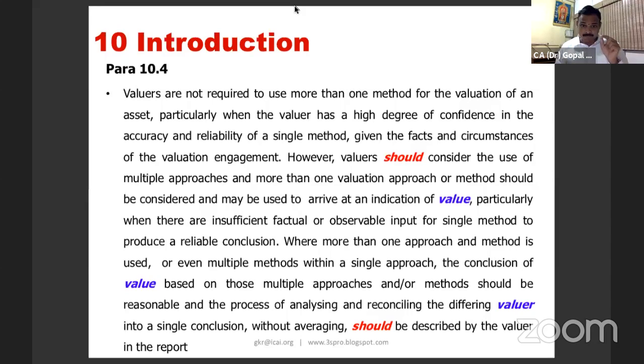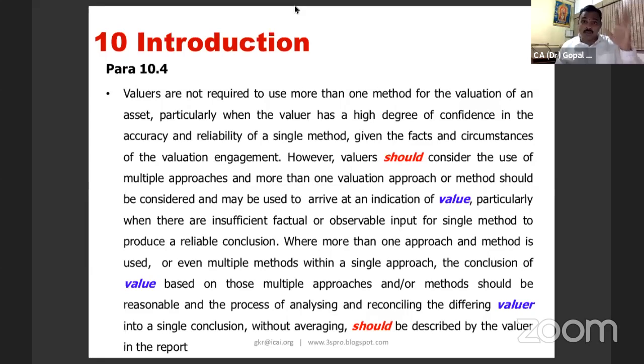And this para is very interesting. When more than one approach and method is used, or even multiple methods within a single approach, the conclusion of value... This para is very important, guys. Very, very, very important. So use binoculars to zoom in. We are already on Zoom only, but this para you zoom it. There, more than one approach and method is used.